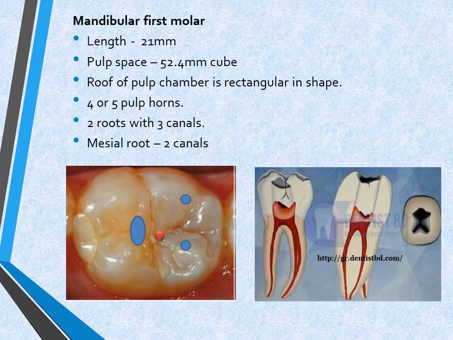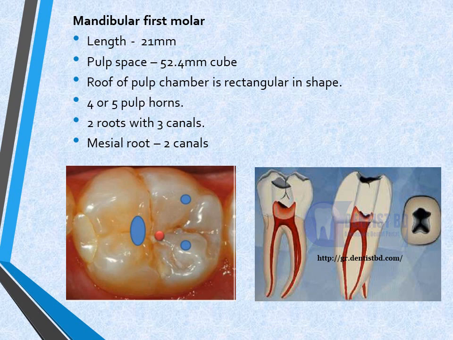Now coming to the mandibular first molar, in this case you have 4 to 5 pulp horns, like I had said in the earlier slides. You will have two roots, the mesial and the distal, with three canals. So you will have the mesiobuccal, the mesiolingual, and the distal canal. You might also have the possibility of having two distal canals.